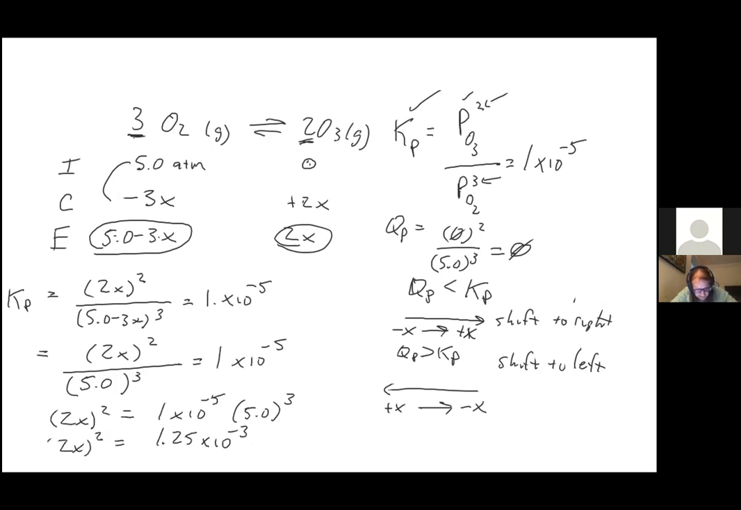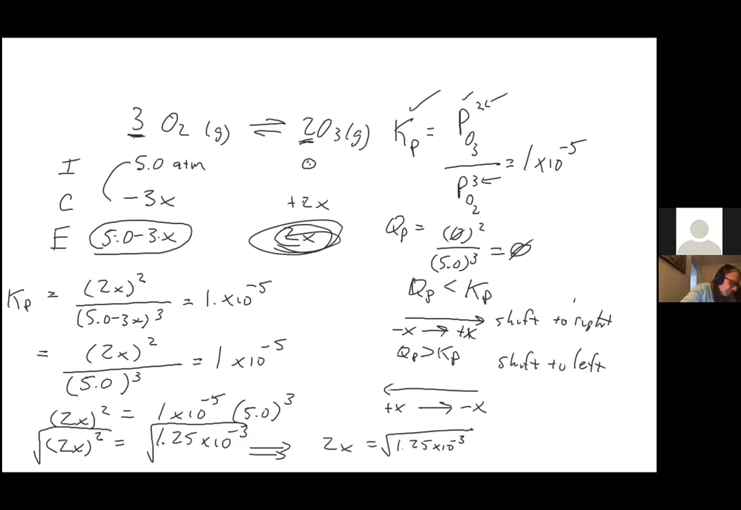Now, if you take a look at it, 2x is the equilibrium pressure of ozone. That's what the question is. What's the equilibrium pressure of ozone, O3? So the answer is yes, we figured it out. If we take the square root of both sides, because you got to get rid of that squared, 2x is going to be equal to the square root of 1.25 times 10 to the minus 3. Take the square root and you get 0.158.